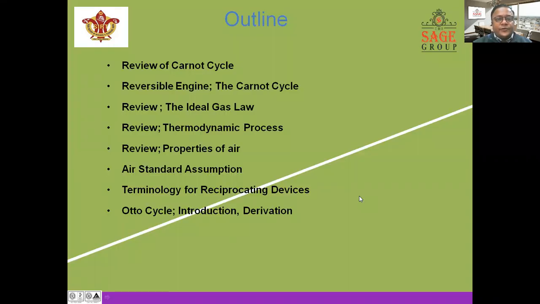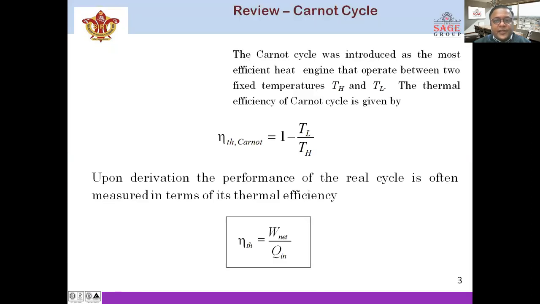This is the outline of today's lecture: a review of the Carnot cycle, the reversible engine, the Carnot cycle, a review of the ideal gas law, a review of thermodynamic processes, a review of the properties of air, air standard assumptions, terminology for the reciprocating device, and the Otto cycle introduction and derivation. This is the Carnot cycle already discussed in the class.